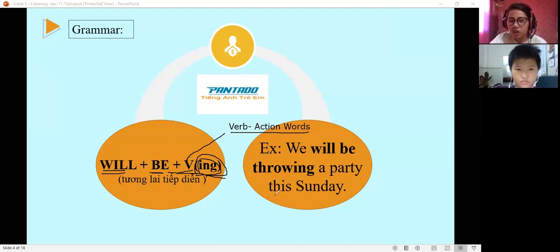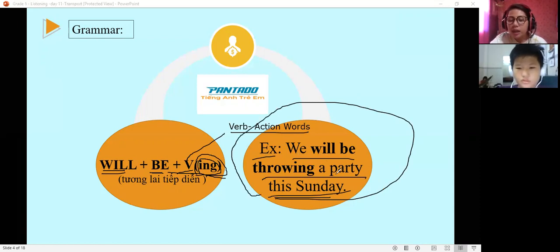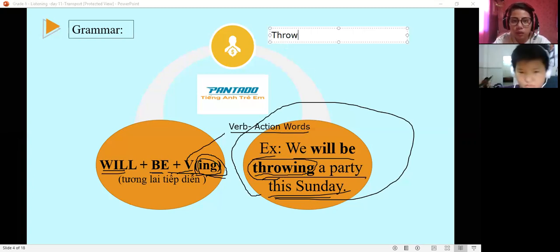So now, can you read the example? We will be throwing a party this Sunday. Okay, so where is the verb in the sentence? Is a throwing. Okay, very good, Dan. So the verb in the sentence is throwing. Okay, so throw is a verb, right? Yeah. Okay, plus ing in the last word, so it will become what? Throw plus ing becomes throwing.